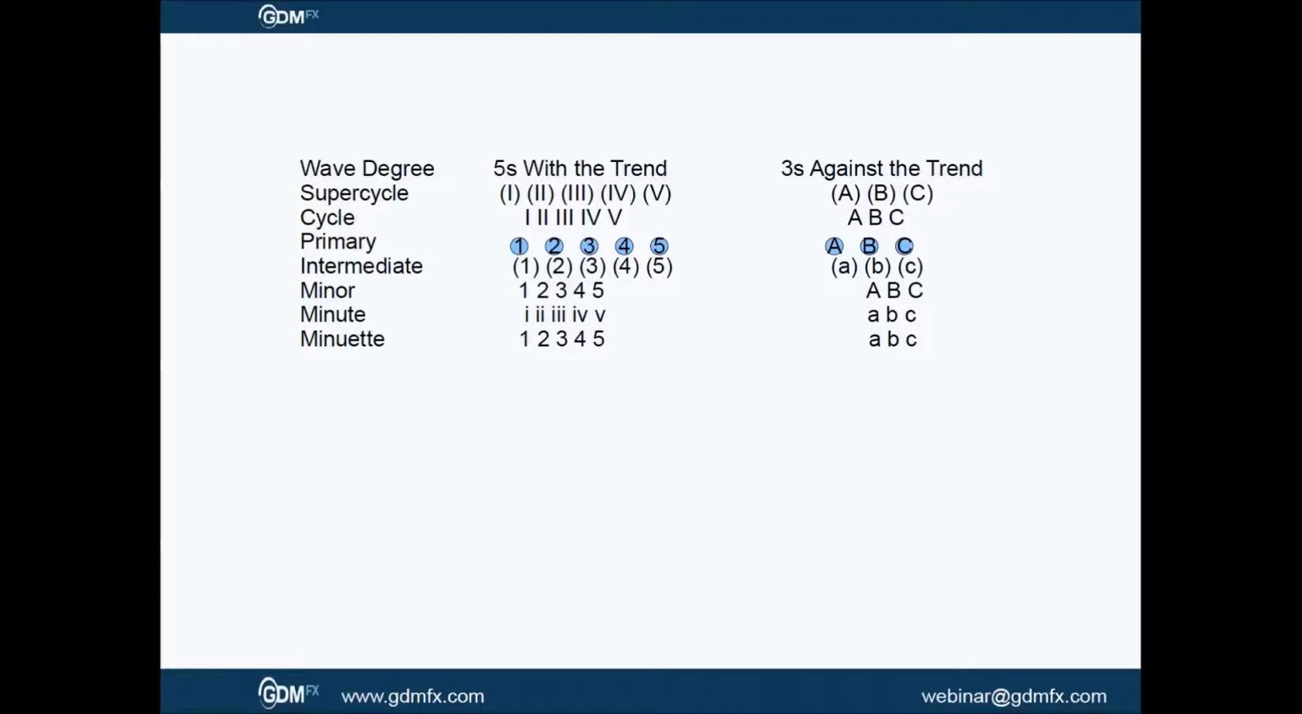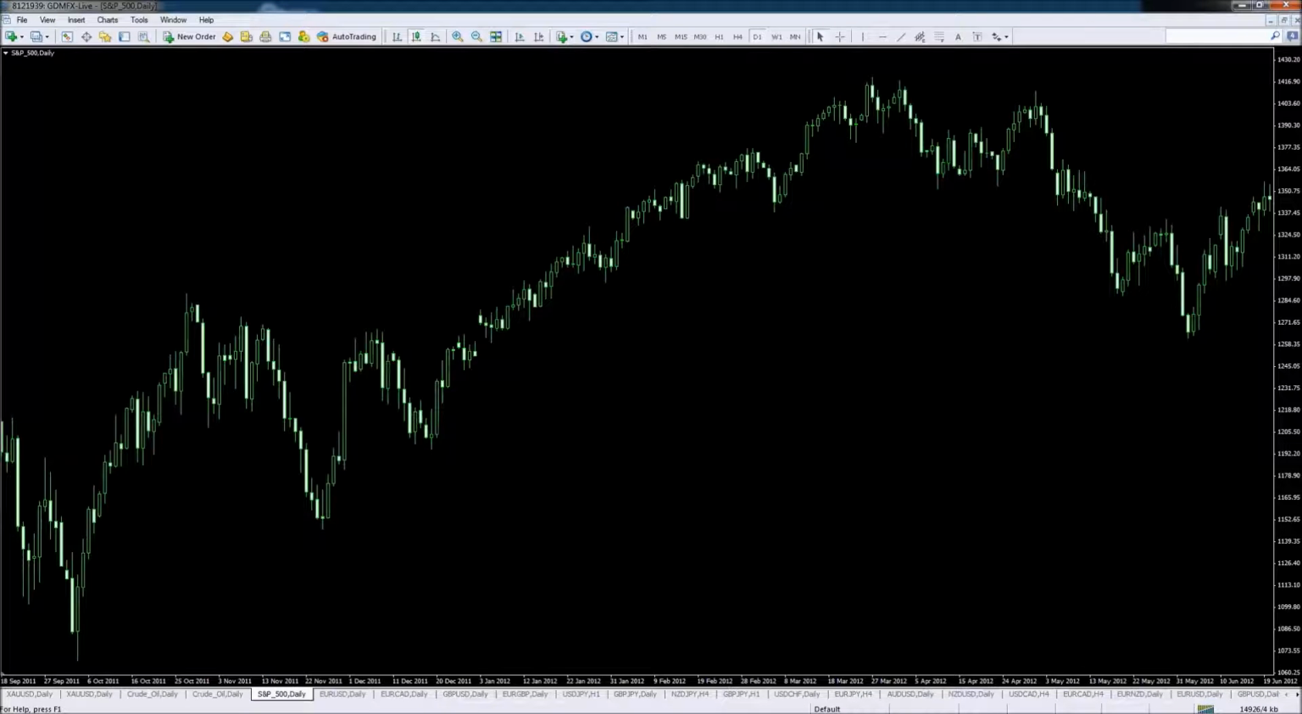Let's take a look at the chart, ladies and gentlemen. It's time to see how we can trade those Elliott waves. So let's just find the chart. There we go. Now what you see in front of you is the S&P 500 daily chart. As we're talking about those types of waves, now we're going to start counting them.